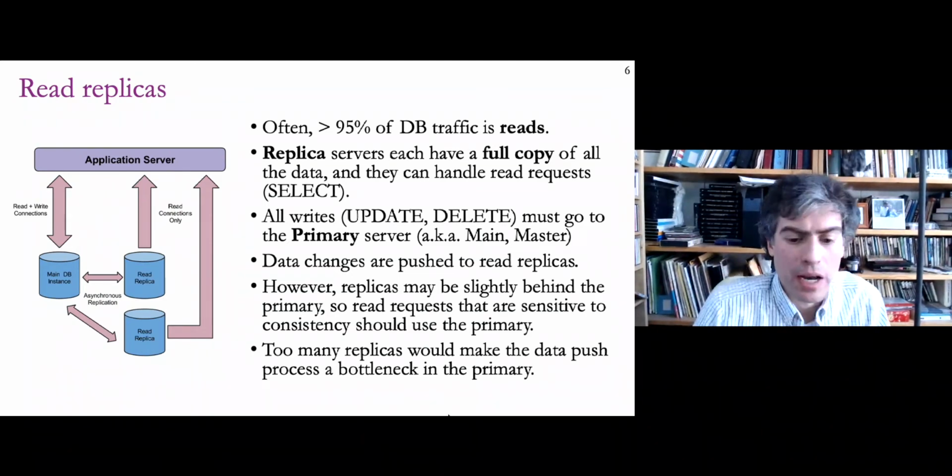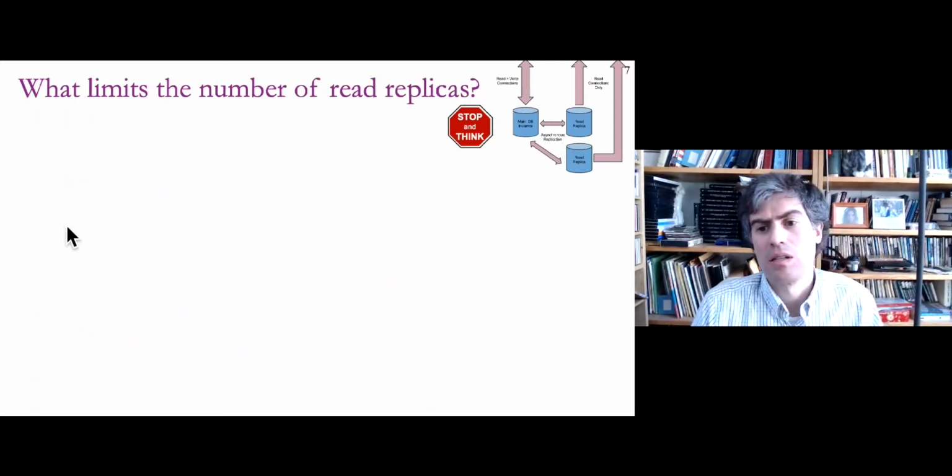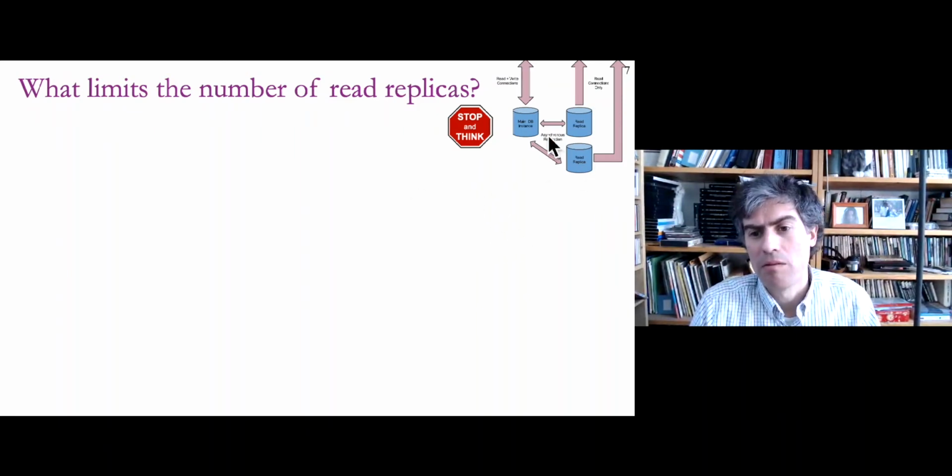The other thing I want to point out here is that by having read replicas, you're saving the main database from doing the work of reads. You're pushing off the read work to these other replicas. We also are adding some work to the main database of propagating updates to the reads. And that amount of work is going to be proportional to the amount of writes. We'll see that in the next slide. So with that in mind, I want you to stop and think about what might limit the number of read replicas you can have for a relational database.